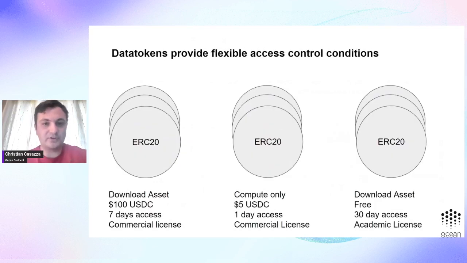Now in order to share access to that, you can use data tokens, which are ERC20s. And so this allows for creating flexible sublicenses against the same asset. For example, you can create one with a commercial license where you can download it for 7 days for $100. Or you might want a commercial license where for 1 day you can run computations on it. Or you might want another license where you can download it for free, but only for non-commercial purposes and for research only. And so it allows for flexible things for the same asset.